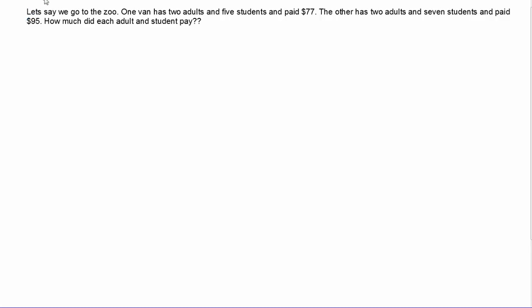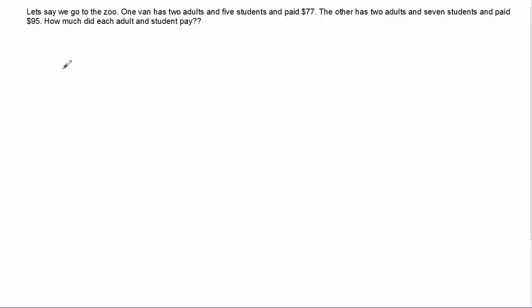So if we look here, we have a scenario where we're going to go to the zoo. We have one van that's carrying 2 adults, 5 students, and paid $77 to get in. The other van had 2 adults, 7 students, and paid $95. How much did each adult and student pay?